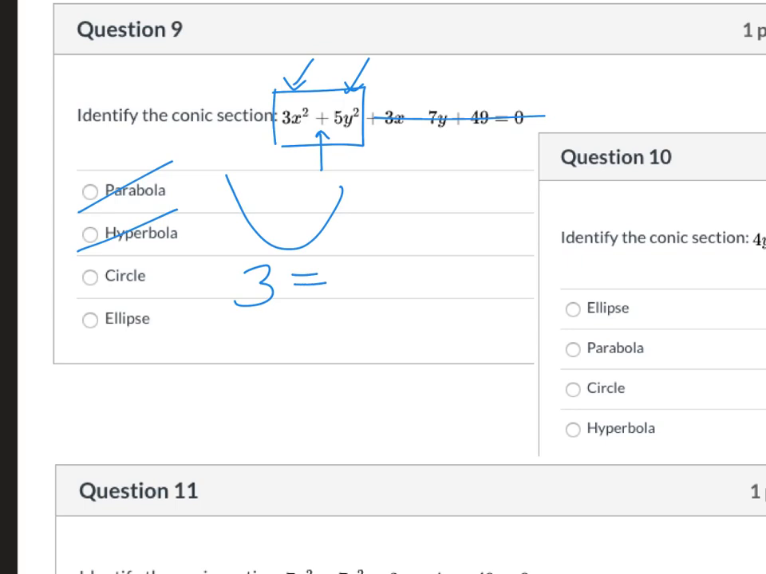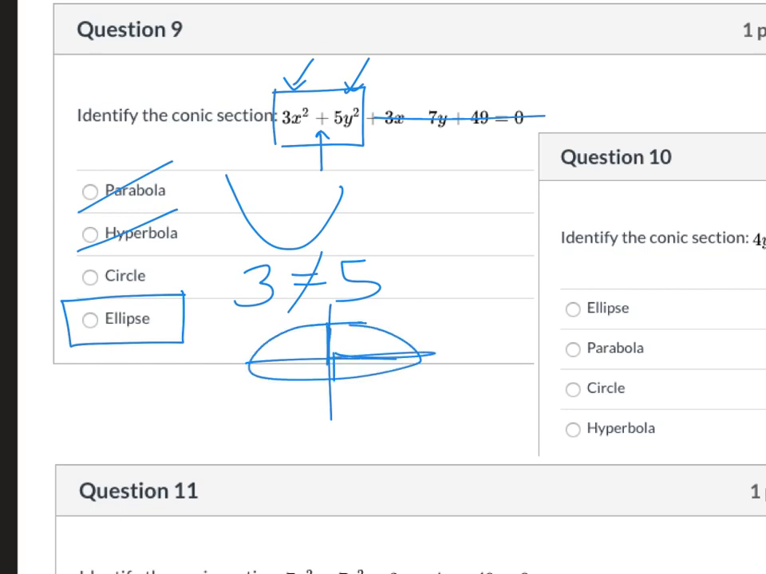And then we look at the coefficients. Does 3 equal 5? No, it does not. So that means that it's going to be an ellipse. It's going to go a different distance up and down as it does side to side.